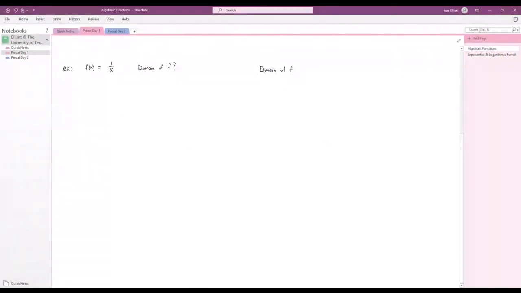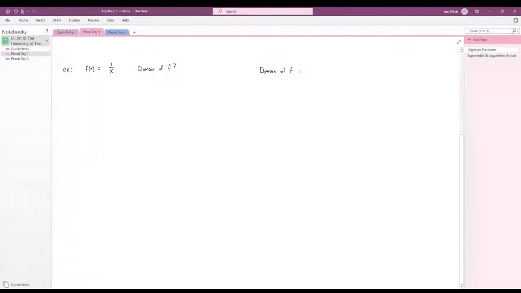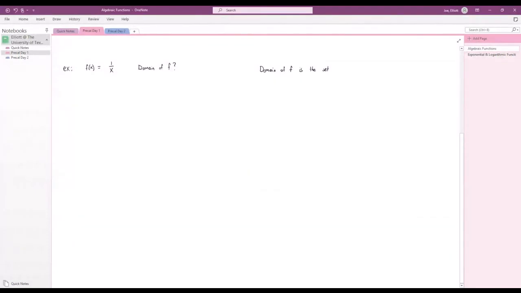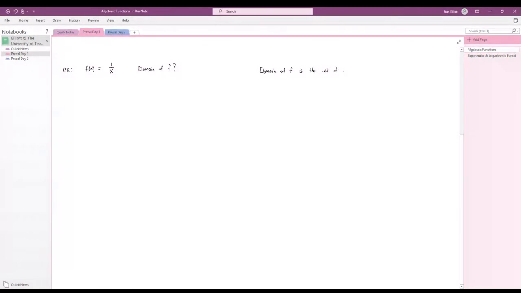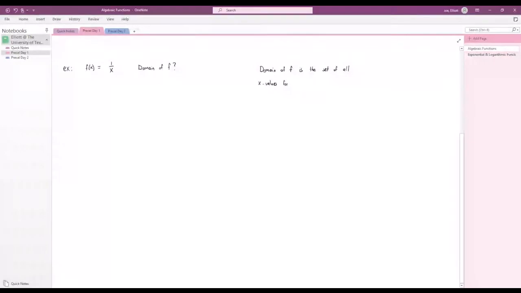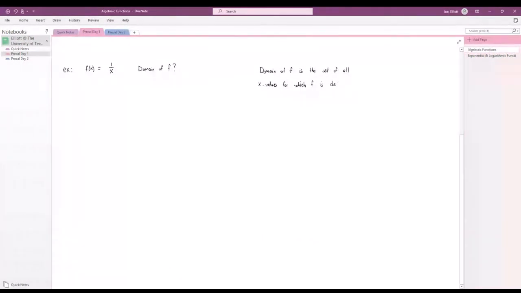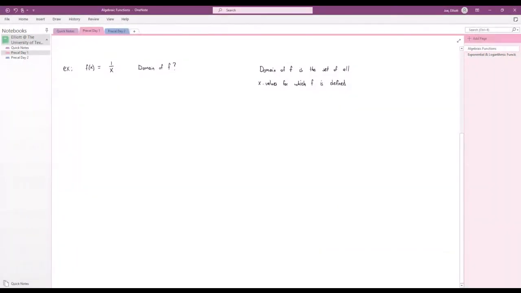So the domain of a function is defined to be the set of all x values for which the function is defined. And when you look at this function here, 1 over x, one of the things that is undefined in mathematics is division by 0. Okay.